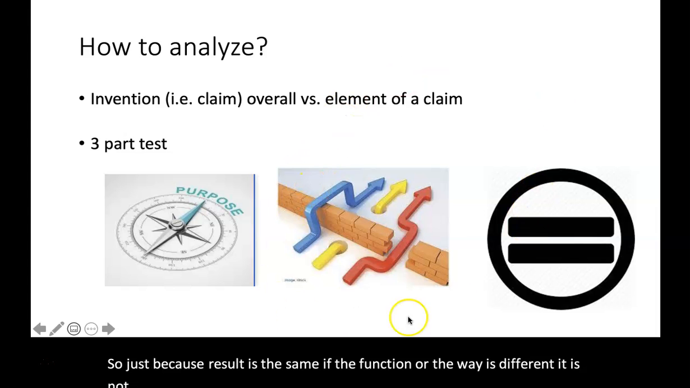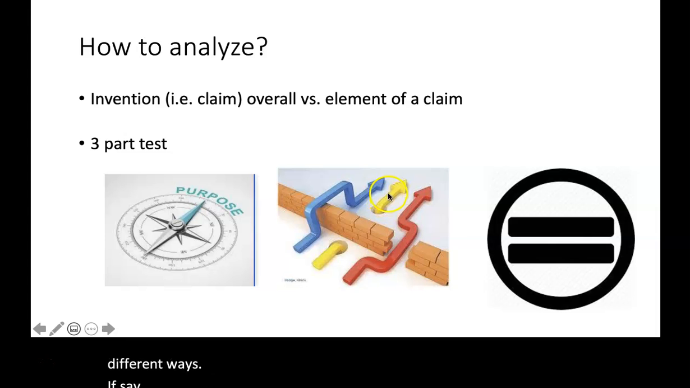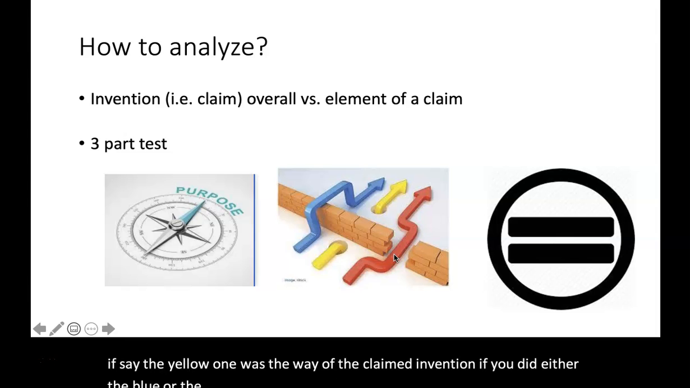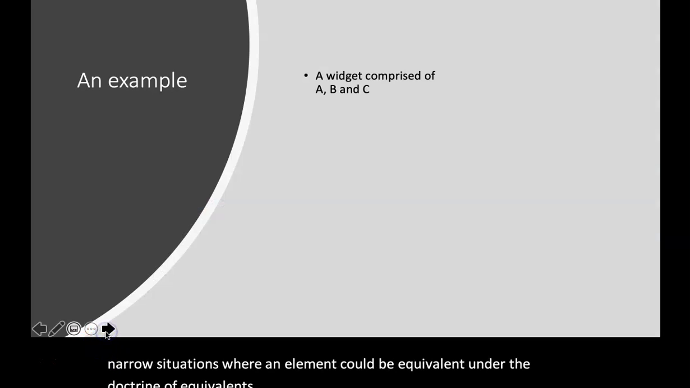So if you look at the middle, these are supposed to be different ways. If, say, the yellow one was the way of the claimed invention, if you did either the blue or the red, it's not going to be equivalent. So it's really, really narrow situations where an element could be equivalent under the doctrine of equivalence. Now let's look at an example.